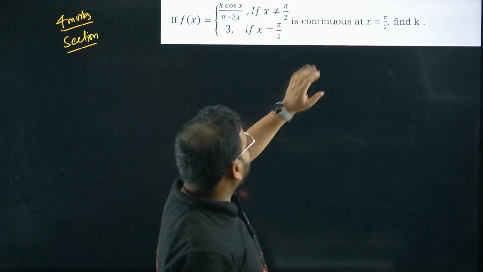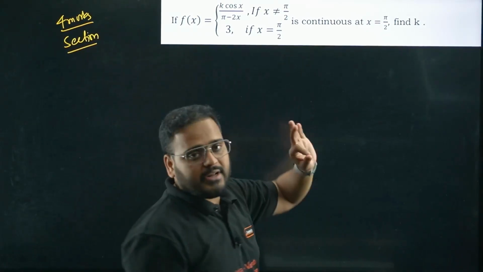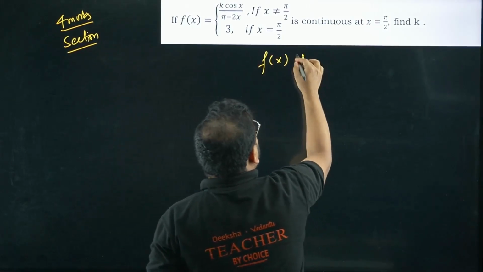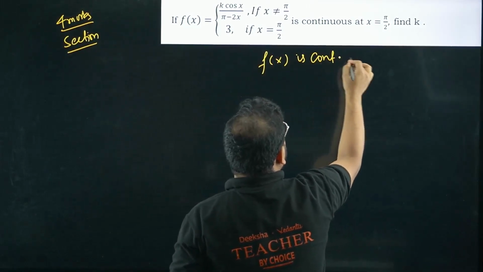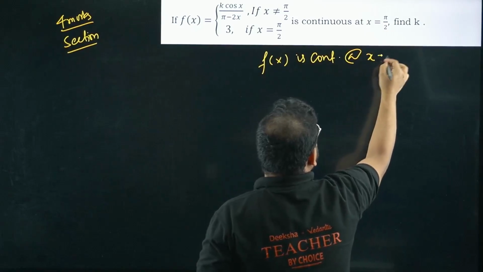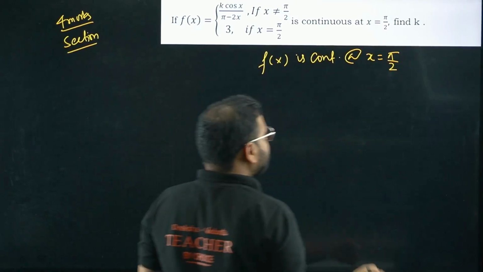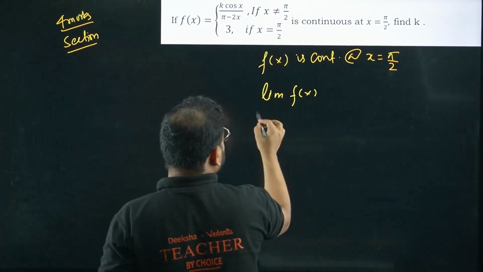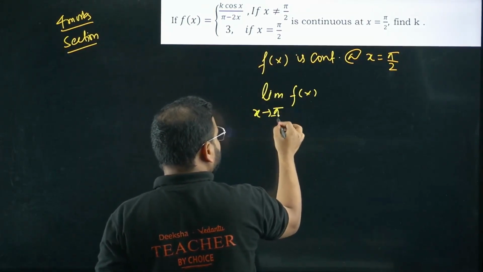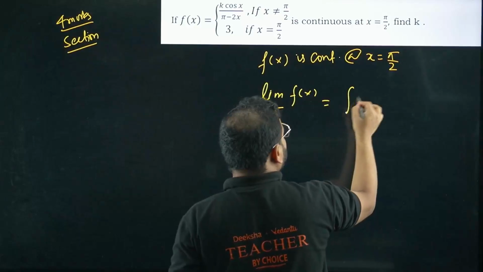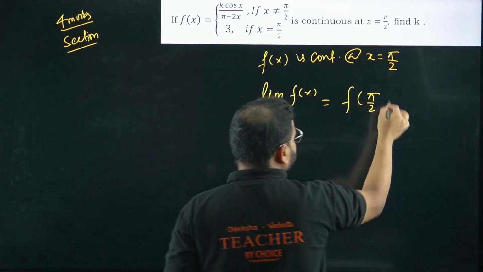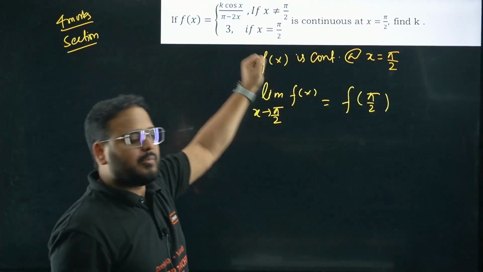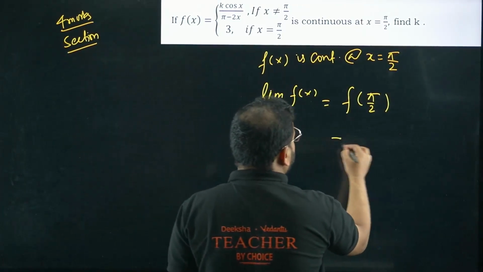We have to prove that, they are saying that the function is continuous already. They have given that f(x) is continuous at x equals pi by 2. It means that the limit of the function f(x) when x tends to pi by 2 has to be equal to the function value at pi by 2. Agreed? The function value at pi by 2 is simply 3, as they mentioned here. So this is only 3.